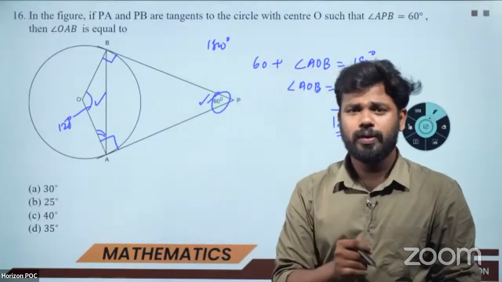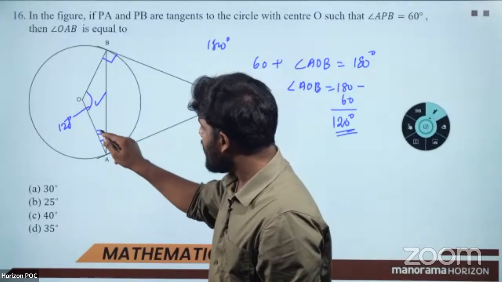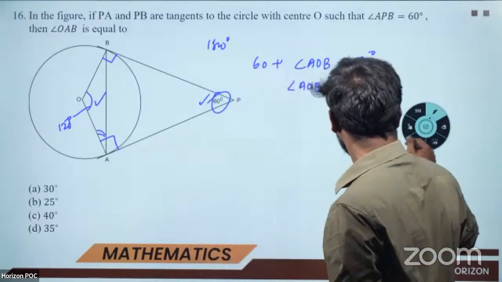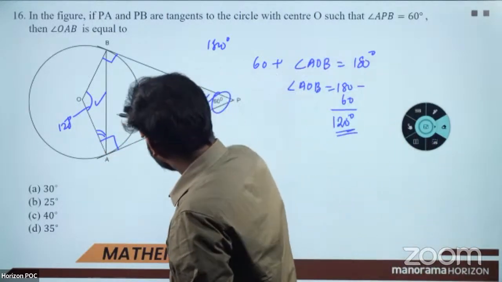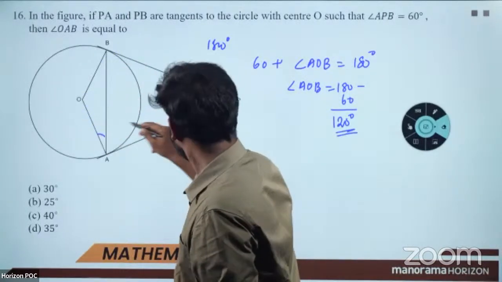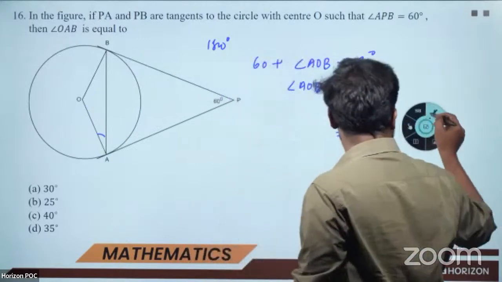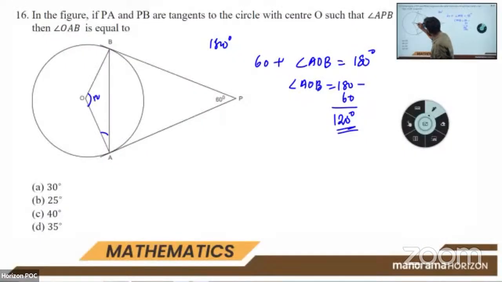Now, what is the next question? They are not asking us to find out the central angle. They are asking us to find out this angle OAB. Now, what should I do to find out that angle? I'll just remove this 90 degrees over here. This is the 120 degrees that we got, and this one here is 60 degrees.